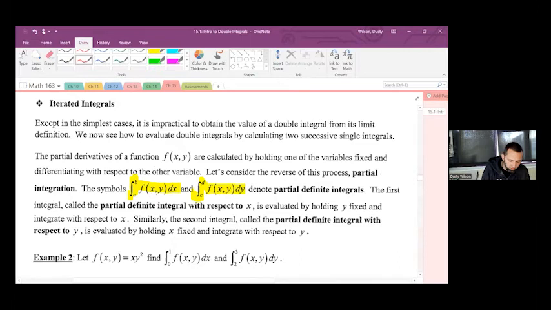Please note the two variables here denote partial definite integrals. The first integral, called the partial definite integral with respect to x, is evaluated by holding y fixed and integrating with respect to x. Similarly, the second integral, called the partial definite integral with respect to y, is evaluated by holding x fixed and integrating with respect to y.